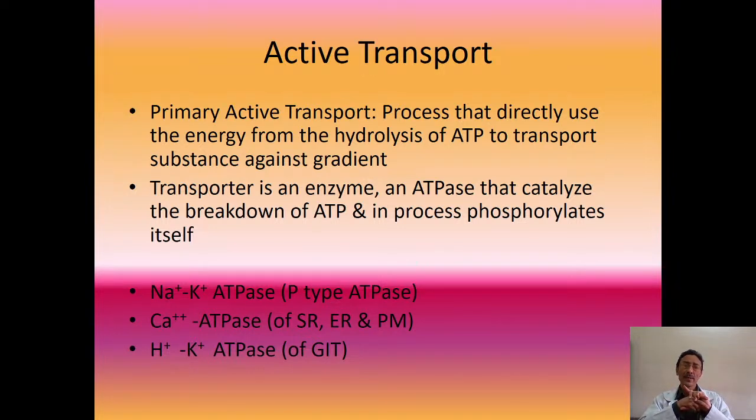So basically, the word says active transport. Transport means across the membranes. Active means utilizing energy. Primary means the breakdown of the energy bond, that is the breakdown of ATP, is utilized to cause a structural change in the carrier protein and push that molecule against the concentration gradient. And what is the transporter here? The transporter is nothing but an enzyme which is called an ATPase enzyme. This ATPase catalyzes the breakdown of ATP and phosphorylates itself, releasing high energy bonds.